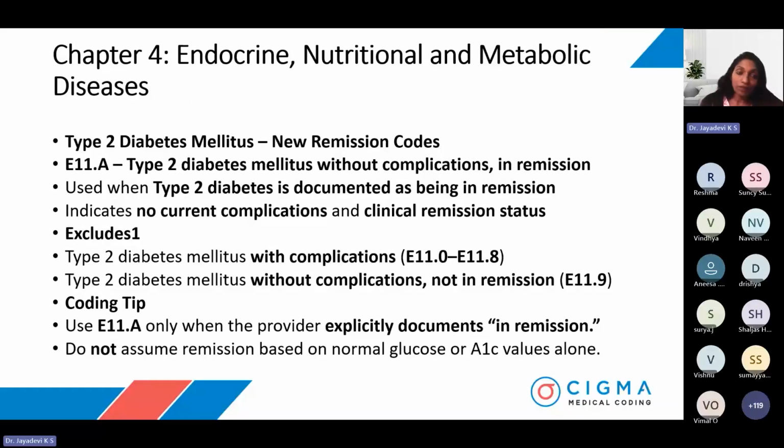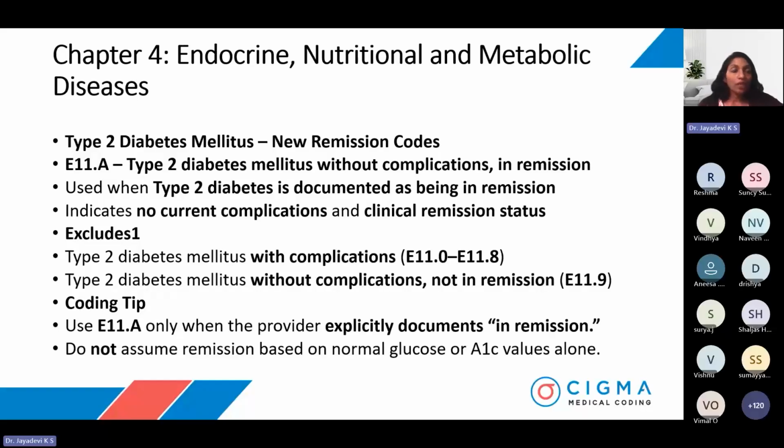Now moving on to chapter 4, endocrine, nutritional, and metabolic diseases, type 2 diabetes mellitus. Now the new remission codes for type 2 diabetes mellitus. What do we mean by remission? Remission means the absence of symptoms, but the disease is still there. The disease symptoms subside, but the disease continues in that state. That is the remission state of a disease. It's the opposite of relapse.